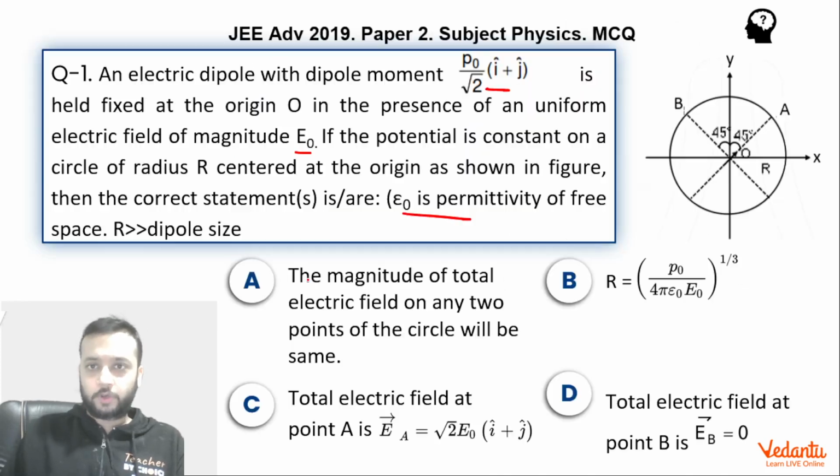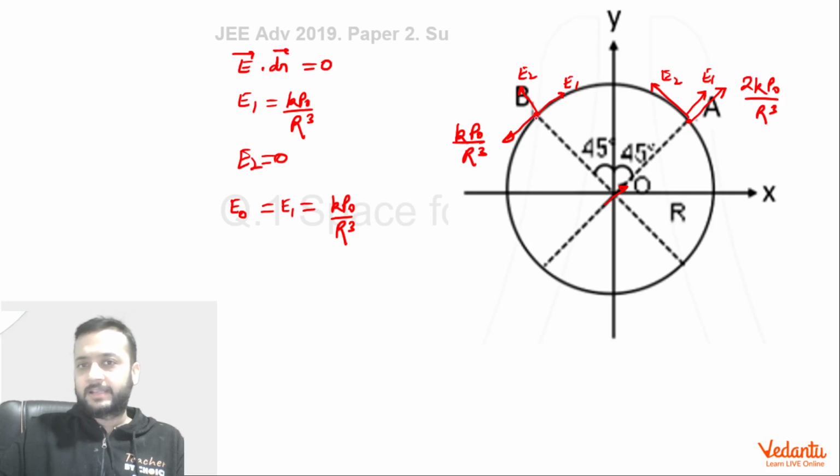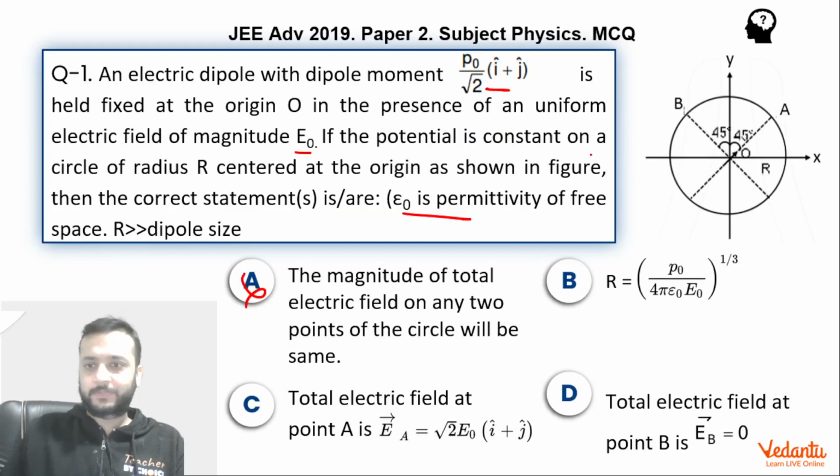Now if you go back to the options, the magnitude of the total electric field on any 2 points on the circle will be same. Of course, this is the wrong option, as is clearly visible that at point B electric field is 0, but at point A electric field is existing. So of course it is not right.